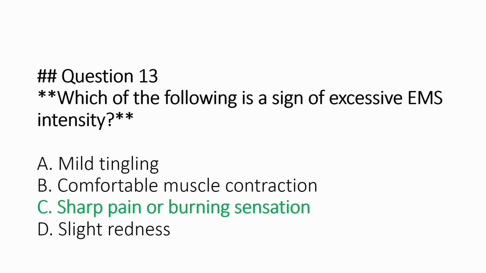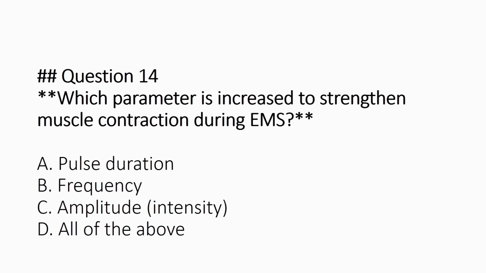Now let's move to question number 14. Which parameter is increased to strengthen muscle contraction during EMS? Option A, pulse duration. Option B, frequency. Option C, amplitude. Option D, all of the above. And the answer is option D, all of the above.